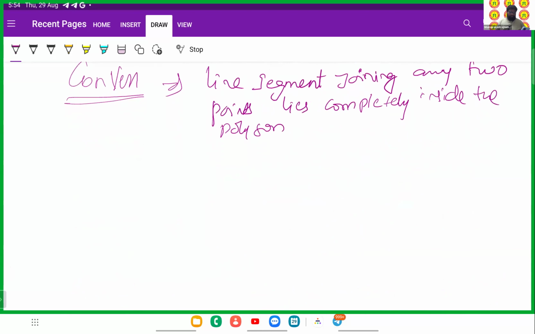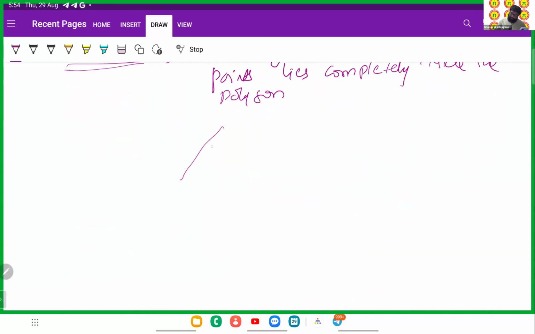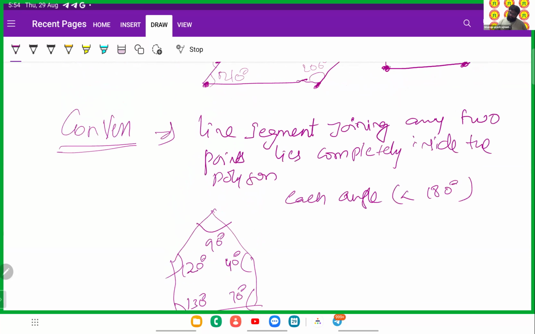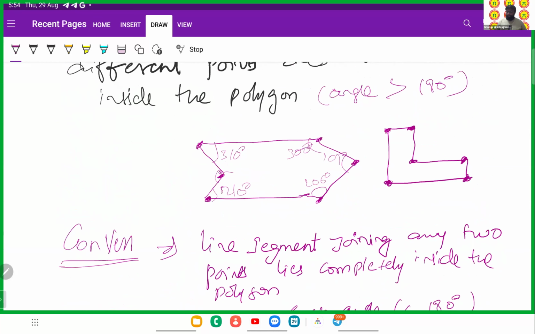In a convex polygon, it's a simple shape where each angle should be less than 180 degrees. This should be 90, this should be 120, 130, 40, or 70 degrees. So each angle should be less than 180 degrees in a convex polygon, and angles can be greater than 180 degrees in a concave polygon. So please make a note of this.